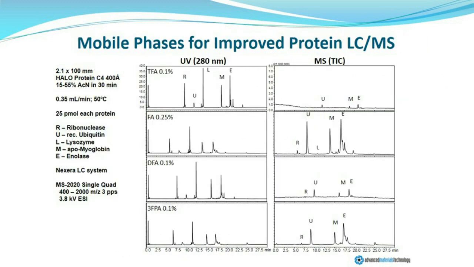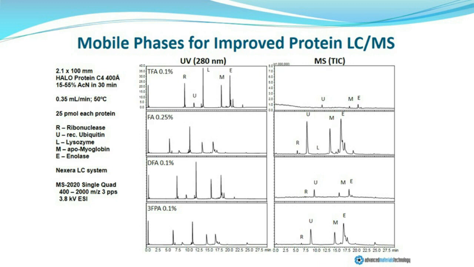Now, this has worked reasonably well for peptides. What about proteins? This is an example separation of a 5-protein mixture using, again, UV detection in series with mass spectral detection. UV on the left, mass spectral data on the right. Restricting ourselves to the UV data, we can see that, as expected, trifluoroacetic acid shows a very good peak shape, high efficiency separation.